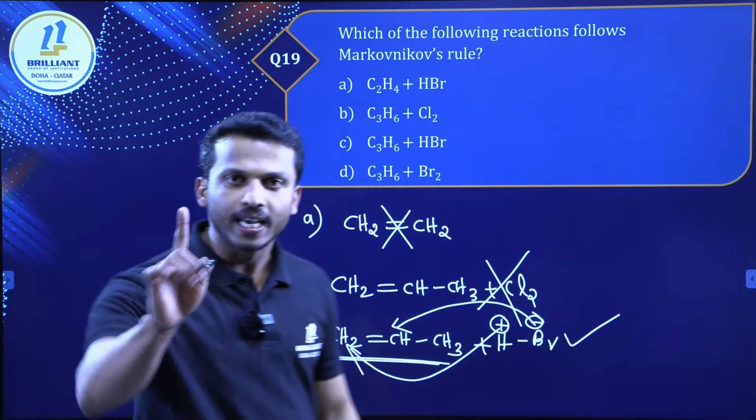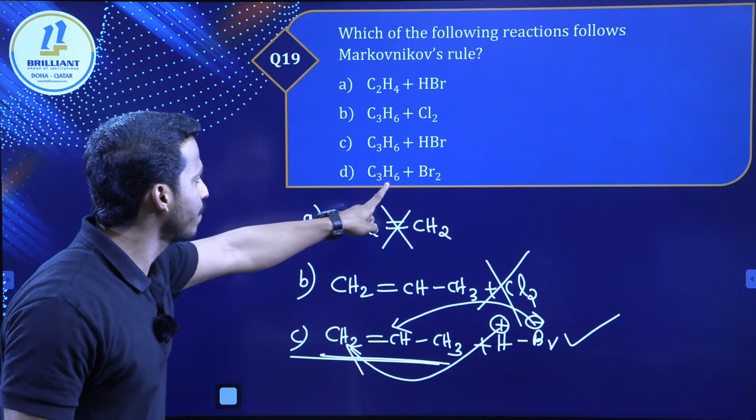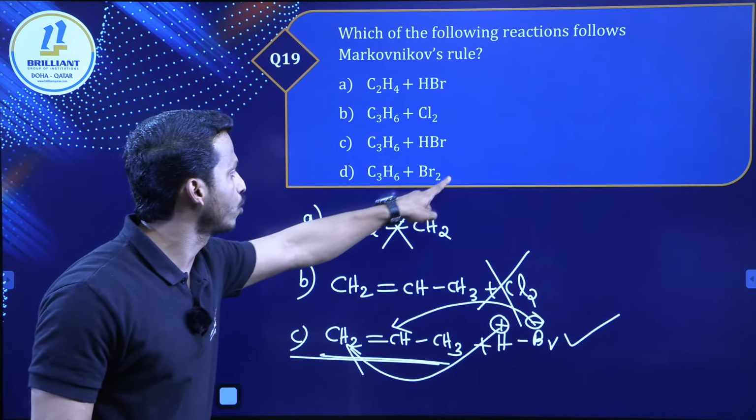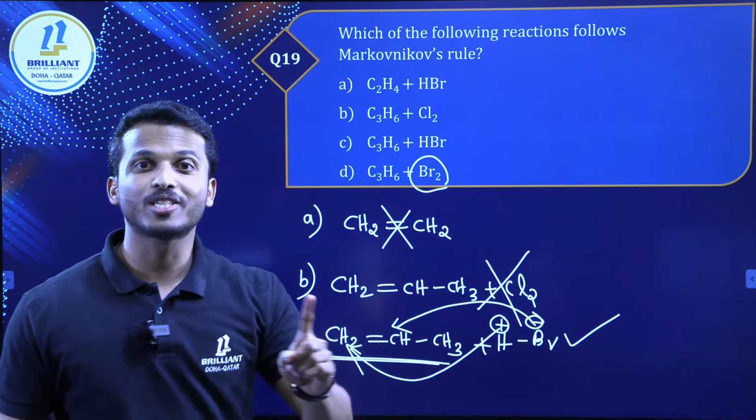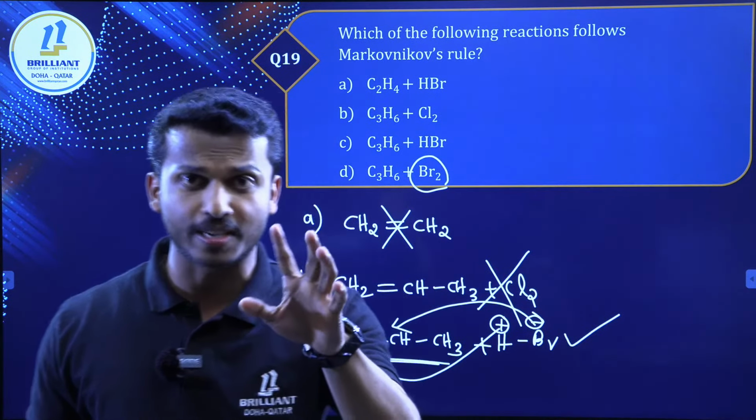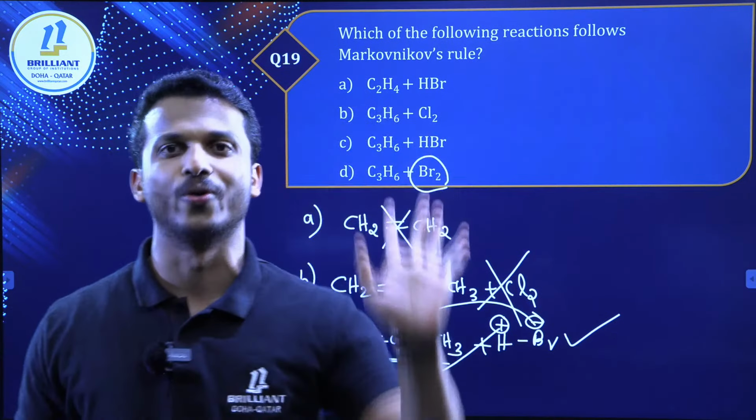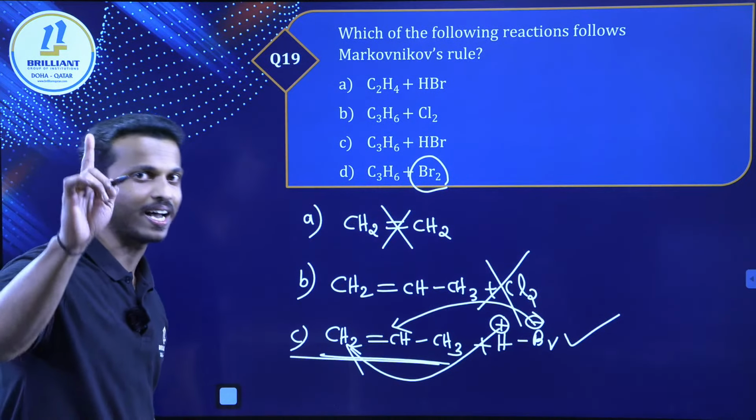Yes, option C is the correct answer, dear all. What is the mistake in option D? Br2. Is Br2 containing any positive and negative charge? No. So option C is the correct answer.